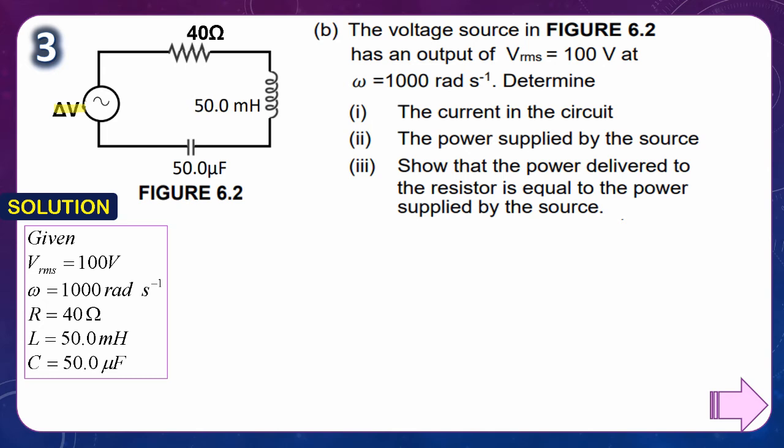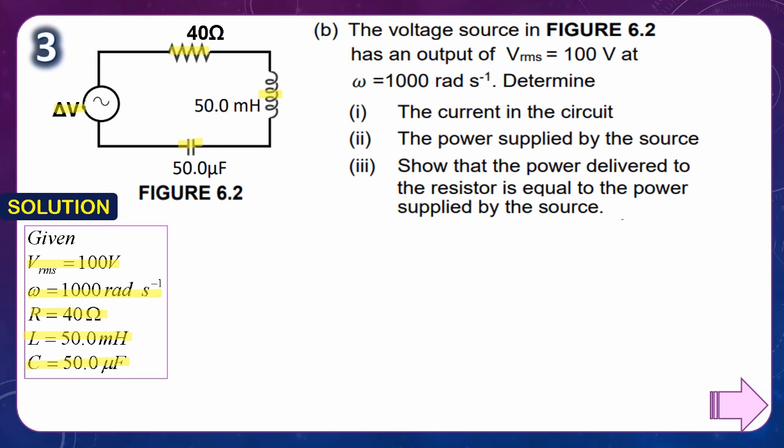Okay, if you refer to figure 6.2, there is some information that we get from the figure and also from the question. The first is the VRMS, which is equal to 100 volt, the angular frequency 1000 radian per second, and because this is an R, L, and C circuit, we have the value for the resistance, which is 40 ohms. The inductance is 50 millihenry, and also the capacitance, which is 50 microfarad.